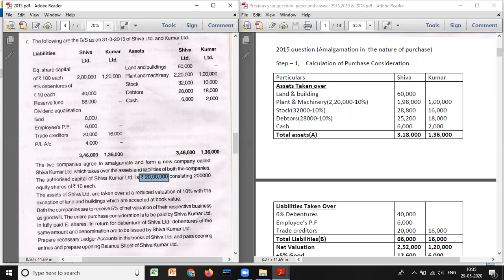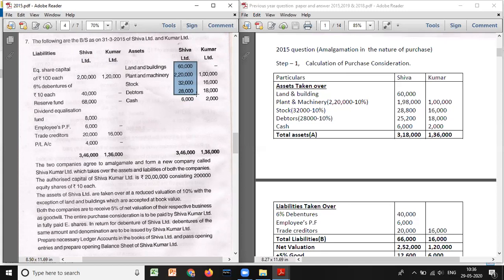Okay. Next, the assets of Shiva Limited. Look at here, they are giving only information related to Shiva. The assets of Shiva Limited are taken over at a reduced valuation of 10%. Please keep it in mind. Now, they have given an adjustment here. Please remember, there is an adjustment relating to assets.